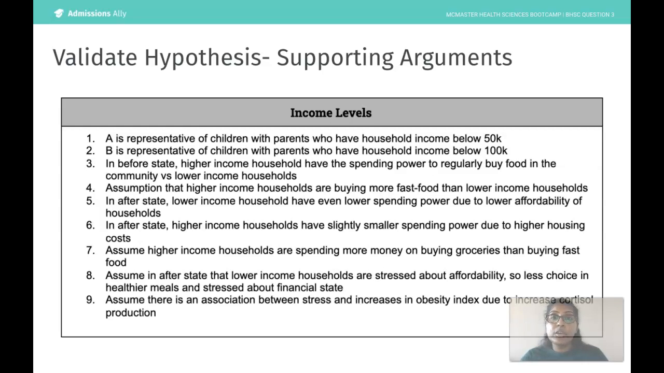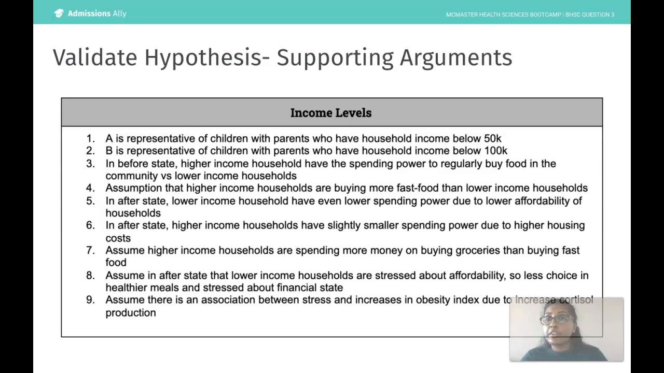And we know from research that there's an association between stress and increase in the obesity index due to cortisol production. So all of these different arguments are supporting my initial hypothesis that A and B could be the varying levels of income of the children's parents.